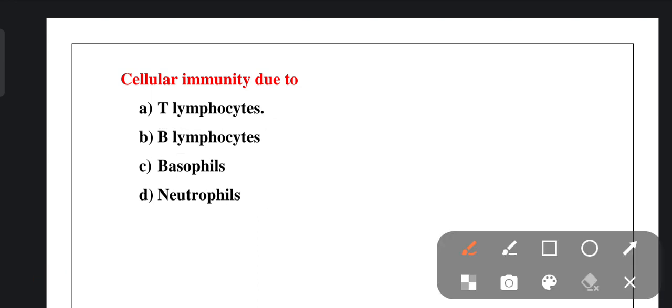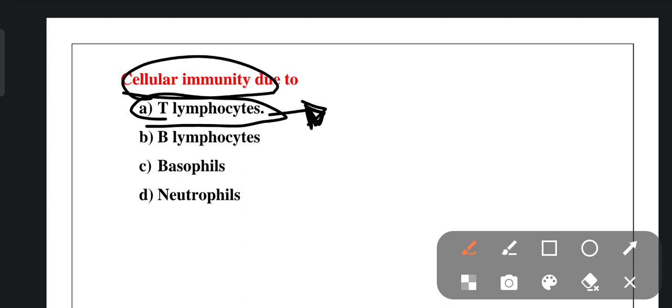So the right answer is T lymphocytes. When the pathogen enters the body, T lymphocytes will react towards the pathogen. That is called cellular immunity. T lymphocytes will be present in the lymph.